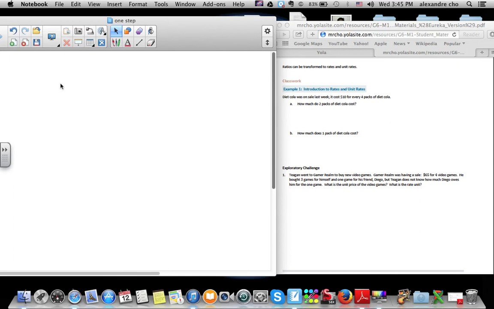Example 1. Diet Cola was on sale last week. It cost $10 for every four packs of Diet Cola. How much do 2 packs of Diet Cola cost, and how much does one? So here we have, remember, a rate is a ratio. It just has a fancy name. Instead of ratio, it's called a rate. And remember, a rate is something where you're comparing two different categories. In this case, we're comparing money and Diet Cola.